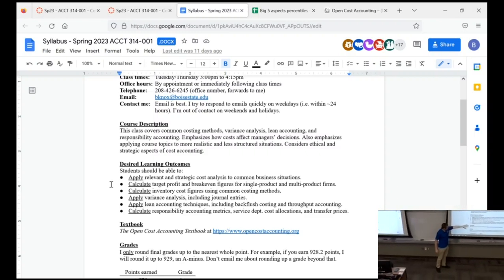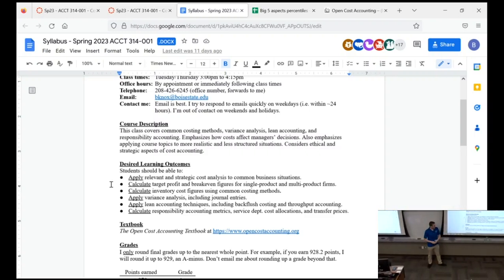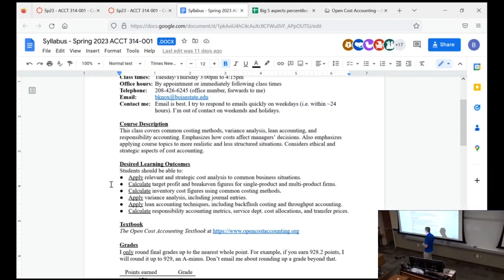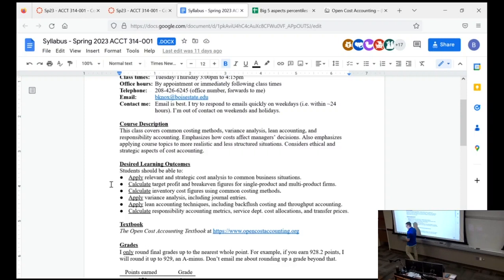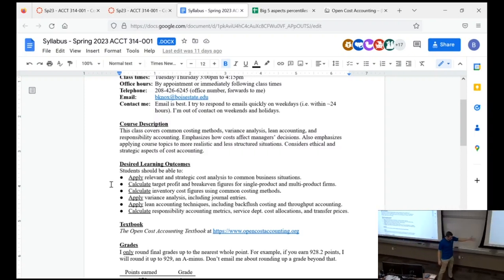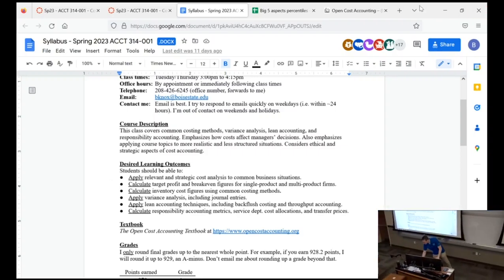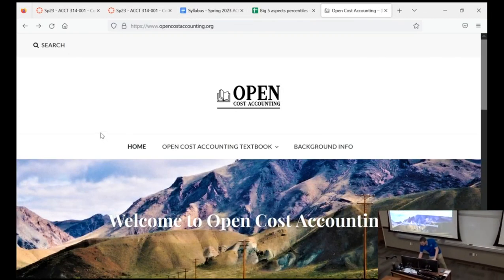We have a textbook, the Open Cost Accounting textbook, and it is at opencostaccounting.org. You can put in .net and .com. I own all three, and it forwards to .org. It's okay if you forget what the appendix is appended as. I wrote it, for better or worse. In fact, let's go over there real quick and just read the splash page.